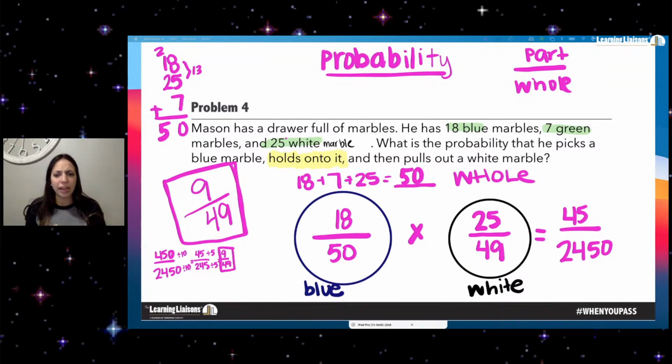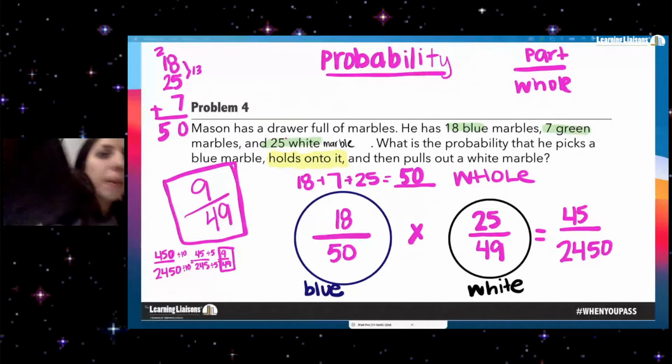Why did I subtract 49? I did not subtract 49. I used 49 as my whole for the white marble probability because when I pulled one of the marbles out of the drawer, I no longer had 50 marbles. I had 49 marbles left.